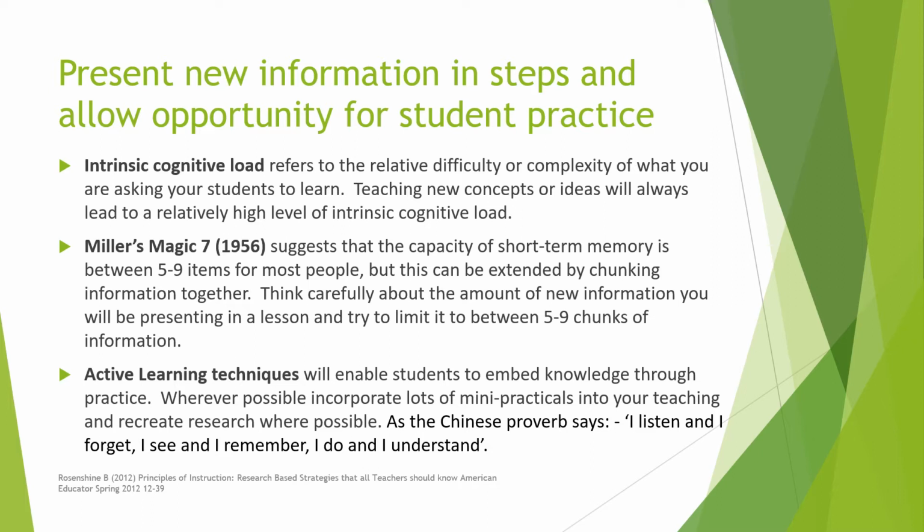So one of the things that we know from cognitive load theory is that short-term memory has a limited capacity. Miller's Magic 7 suggests that it's around about 5 or 9 items, 7 plus or minus 2. So when you're planning, think carefully about the amount of new information you'll be presenting in a lesson and try to limit it between 5 and 9 chunks of information and break it down into easy steps.